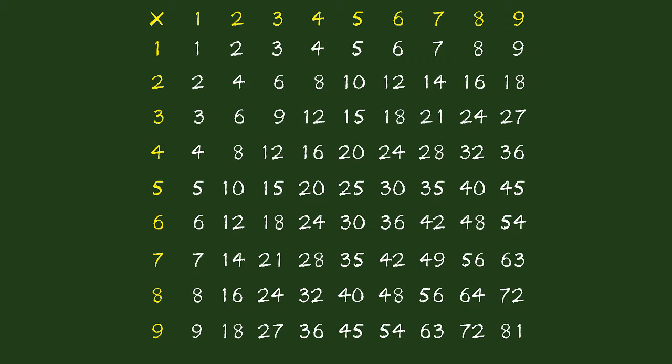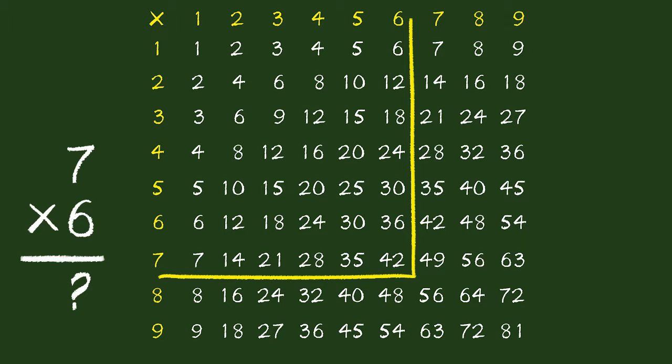The times tables show all the combinations of single-digit multiplication from 1 times 1 to 9 times 9. How it works is simple. Say we wanted to multiply 7 times 6, start in the 7's row and move over to the 6's column. Where these line up is 42, which is the answer for 7 times 6.